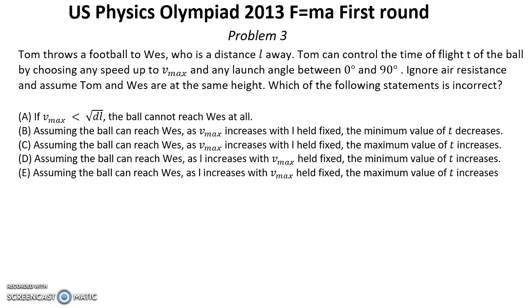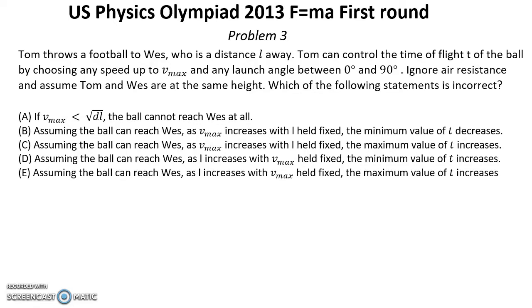Problem number 3. Tom throws a football to Wes, who is a distance L away. Tom can control the time of flight T of the ball by choosing any speed up to V maximum and any launch angle between 0 and 90 degrees. Ignore air resistance and assume Tom and Wes are at the same height. Which of the following statements is correct?